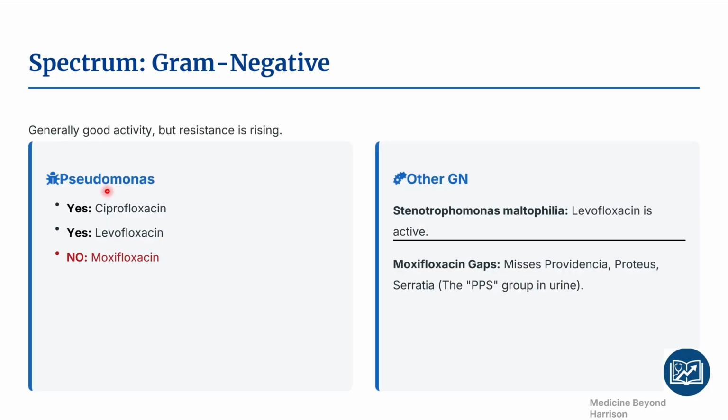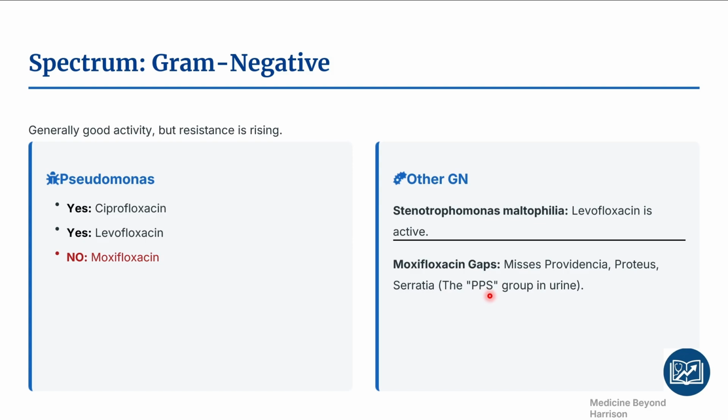In case of gram-negative coverage, it can cover Pseudomonas: ciprofloxacin, levofloxacin, but not moxifloxacin. It's generally good activity, but resistance is rising. For other gram-negatives such as Stenotrophomonas maltophilia, levofloxacin is active. Moxifloxacin covers Providencia, Proteus, and Serratia, the PPS group that is present in urine.